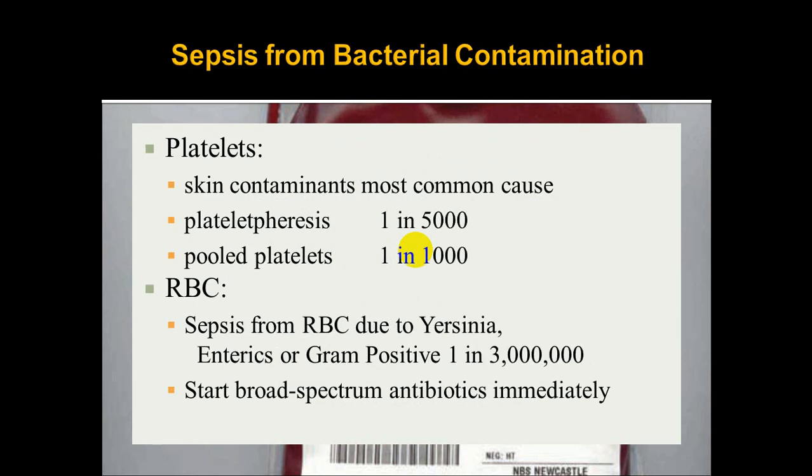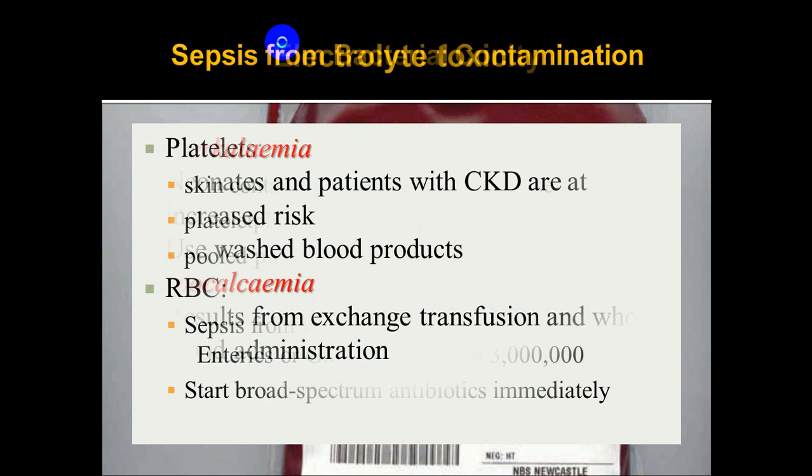What about sepsis from bacterial contamination? Yes, platelets can cause skin contamination. The most common cause is plateletpheresis, pooled platelets. Sepsis from RBC is due to Yersinia; enteric gram-positive organisms can also occur. So the treatment is antibiotics immediately. In clinical practice, we very rarely see this complication.